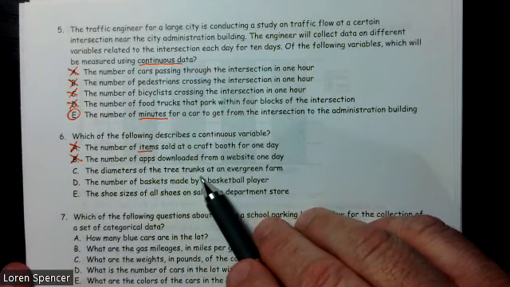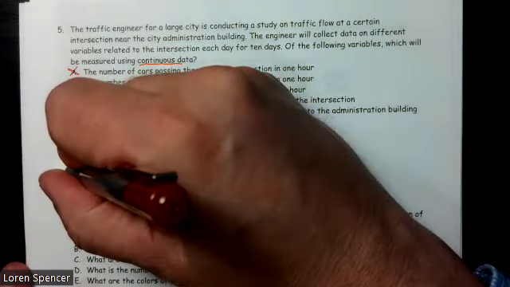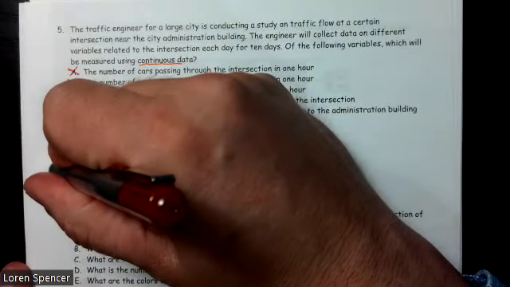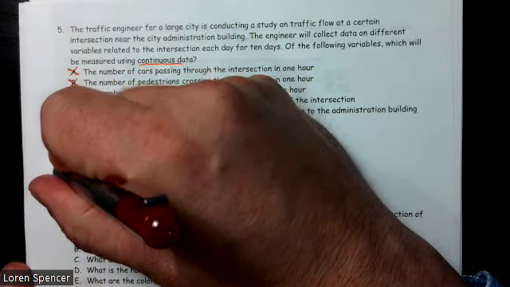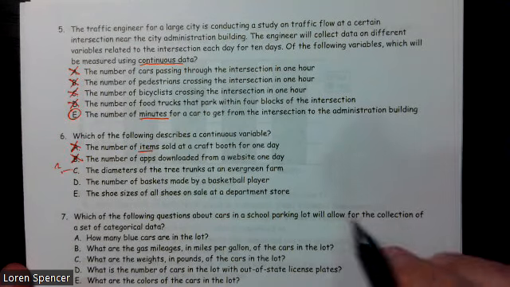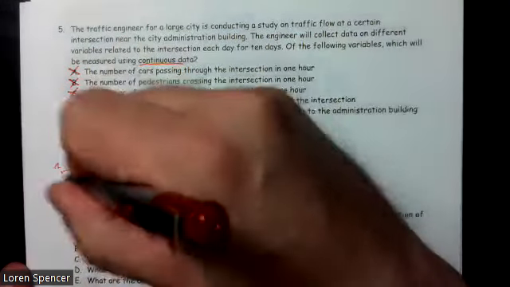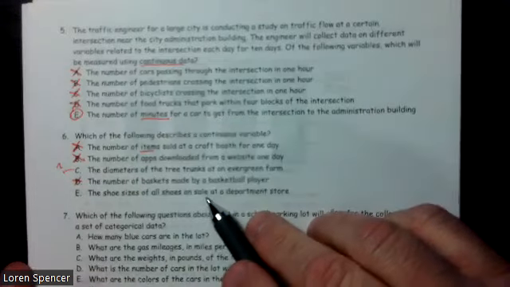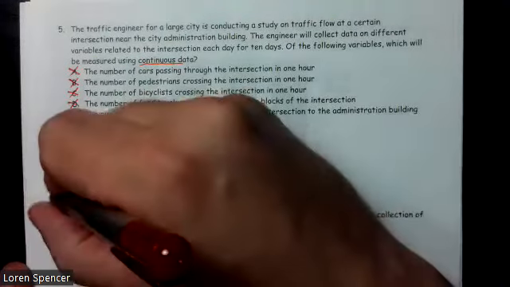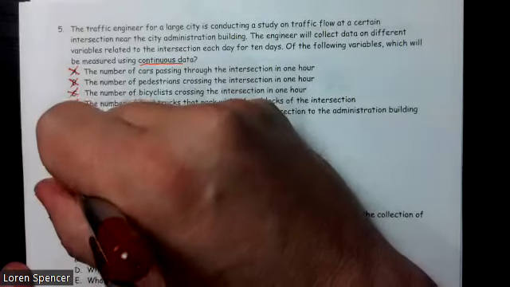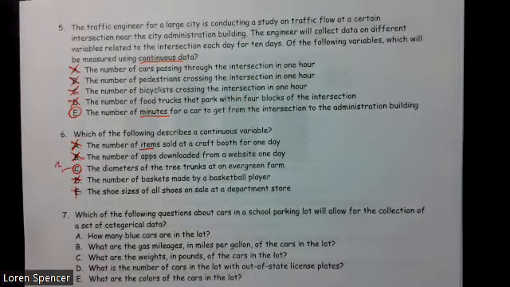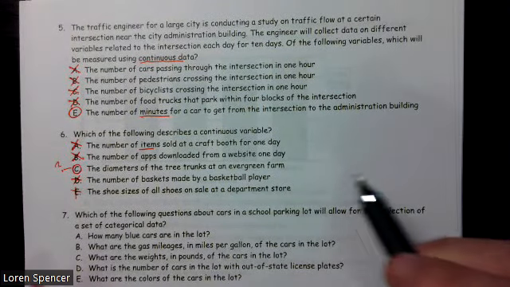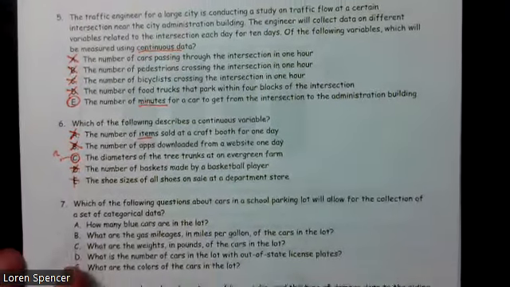The diameters of tree trunks. Well, tree trunks can be continuous because it's a measurement. Measurements can be continuous. So right now, this sounds like that's our best choice. The number of baskets, obviously that is a whole number. So that's discrete. The shoe sizes. Shoe sizes are also discrete. They don't take on decimals. Actually, I guess you can get half sizes, but it's still discrete. So our best answer to this one is C.